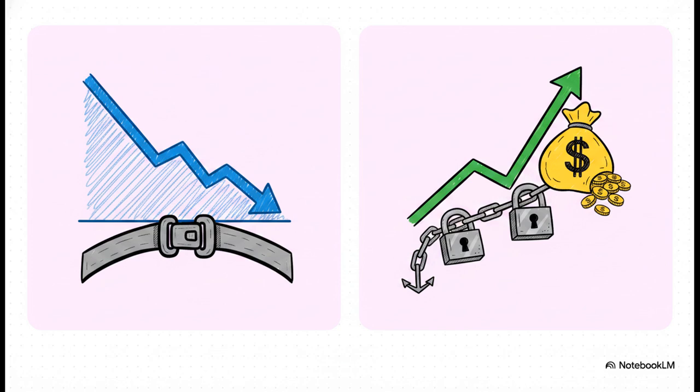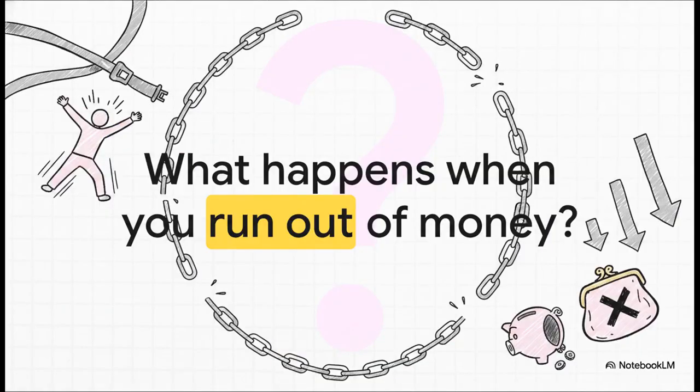On the flip side, take profit is a set goal that automatically closes a winning trade. It locks in your profit while you step away from the screen, so you don't miss out if the price suddenly reverses. But let me pose a very serious, urgent question right here. What happens when you don't use a seatbelt? What happens when a trade goes completely against you and you literally run out of free money in your account to hold the position open?